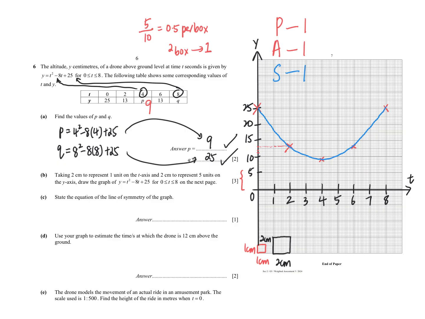Okay, next one. So 3 marks for the graph. Now they say, can you state the equation of the line of symmetry? Line of symmetry is the middle line. This one. So line of symmetry is t equals to 4.